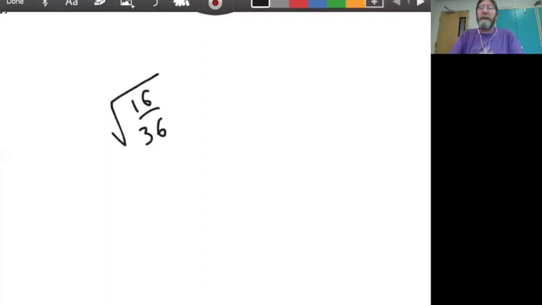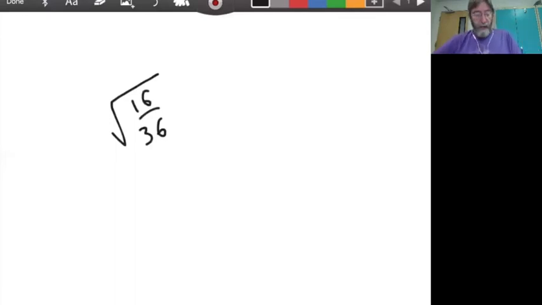Let's do another one just like the other one. So how about this one? Ooh, this is a tough one. So the square root of 16/36. And again, we're going to try to keep these so that these fractions work really nicely for you. But this one's a really tricky one.